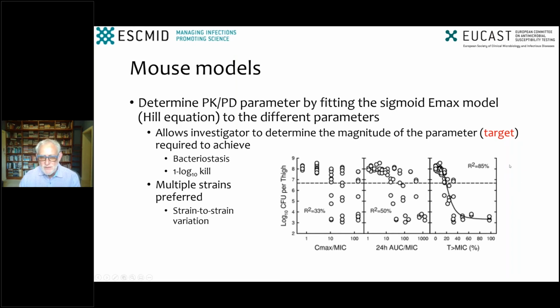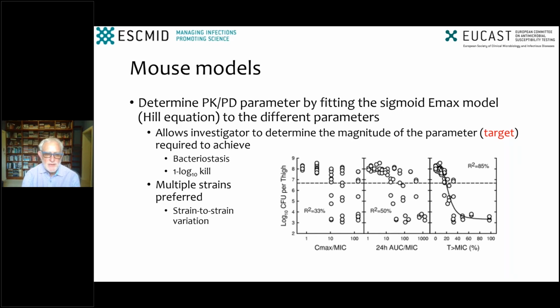So using modern statistical software, you just do nonlinear least squares regression to fit the curves associated with this. That then generates R-squared values, and the higher the value, the better the relationship. And in this particular example, you can see a very nice relationship with time above MIC, and you would have perhaps known ahead of time that this is a time-dependent killing drug from your time kill assays.